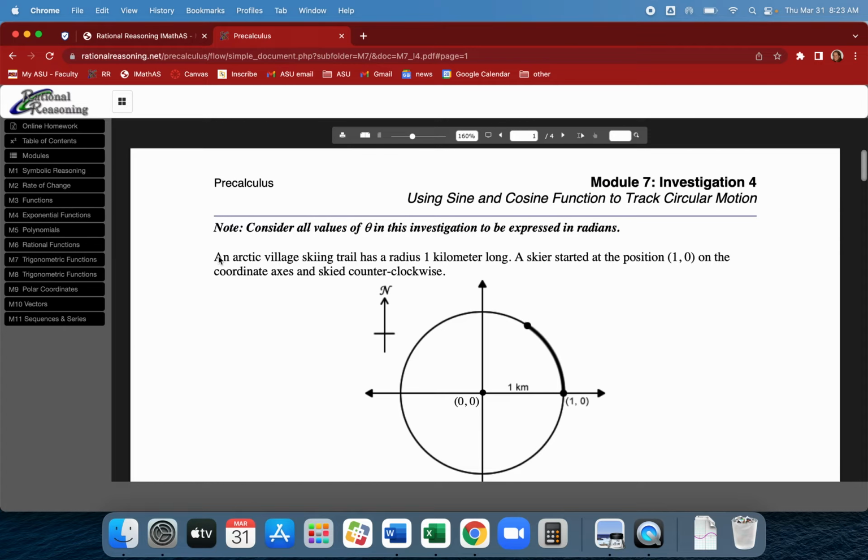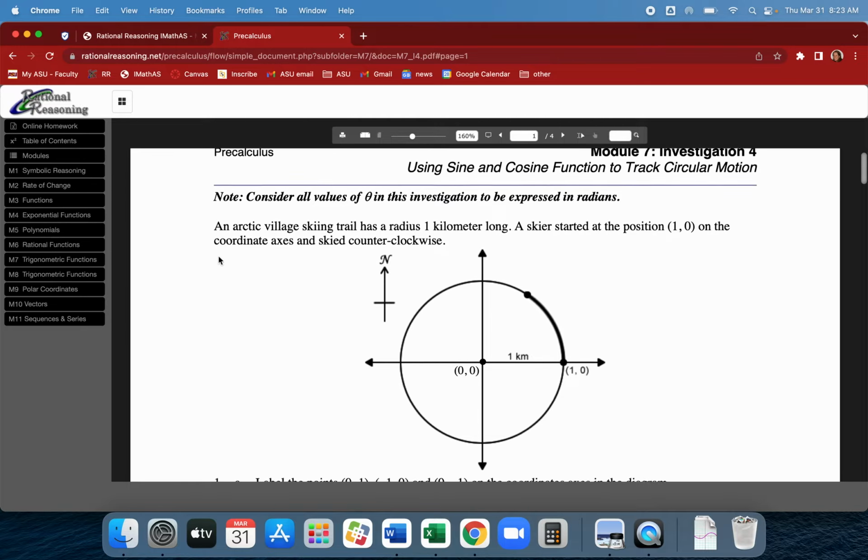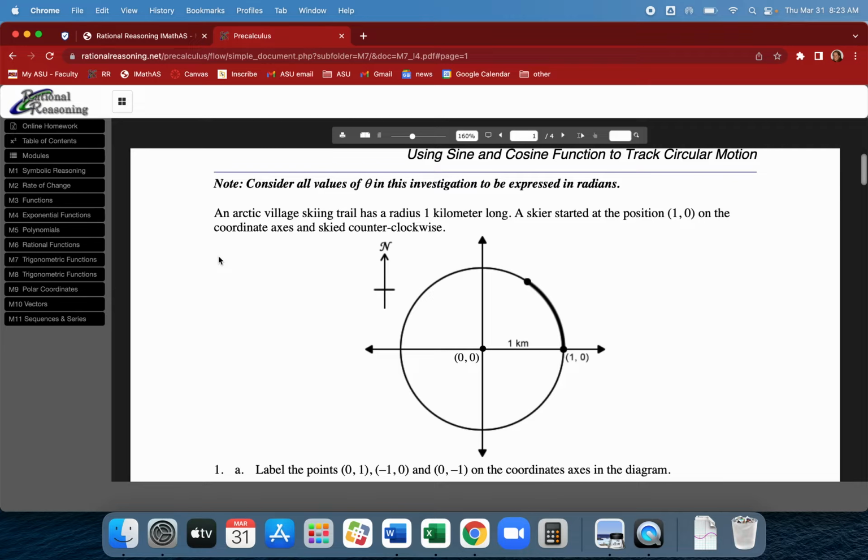So this is investigation 7.4. Instead of having a fly on a fan blade, now we've got a skiing trail. And the radius of this skiing trail is 1 kilometer. So if I've traveled around this circular trail an angle that's 1 radian in size, that means I've traveled 1 kilometer so far. Or it's about 6.28 kilometers all the way around this trail once.